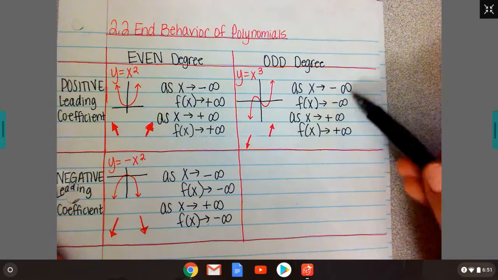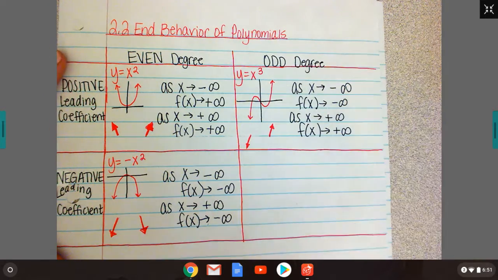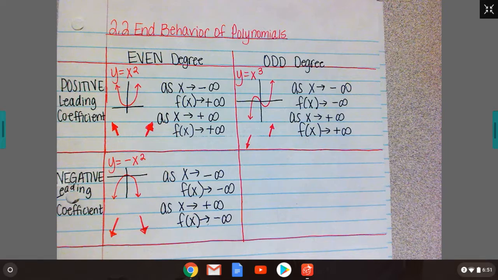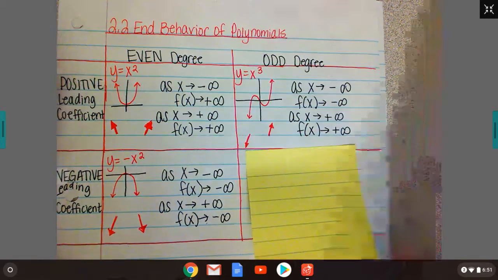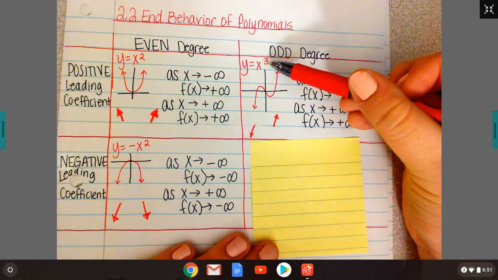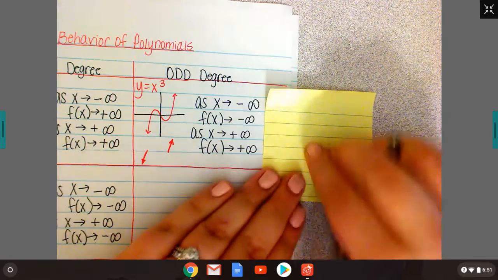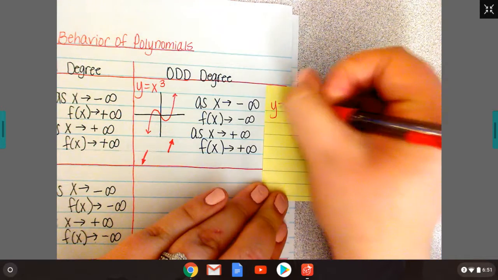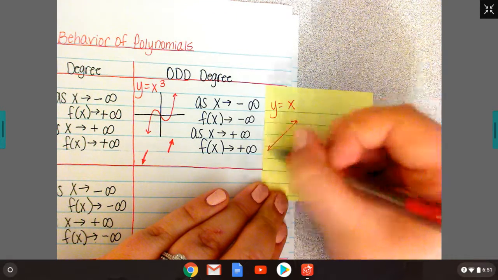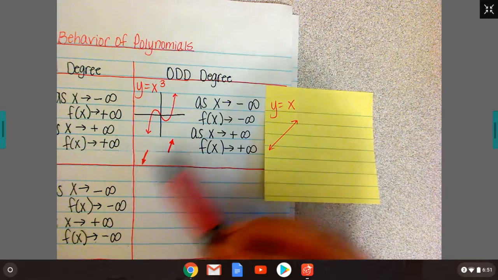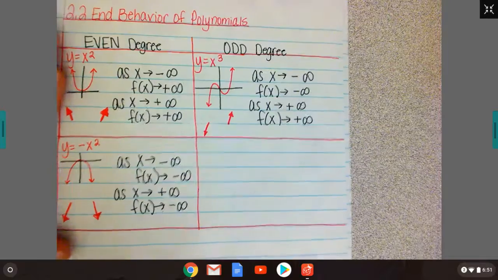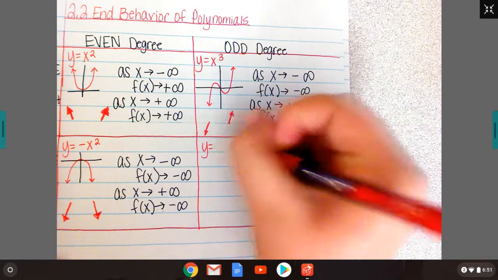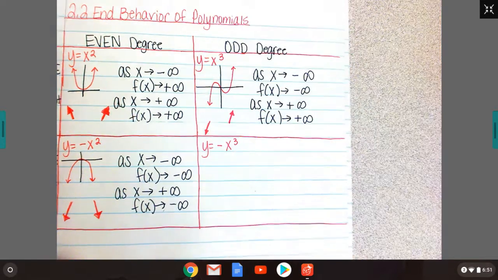So these ones match. The other one we can think about here too, that I want to mention, another odd degree that has a leading coefficient of 1, actually I'll put it over here as if it's part of this chart, is that of y equals x, which we know goes like this. And notice the end behavior matches, so that is reasonable as well. That's another one you can think of. The other example we'll run through is negative x cubed.